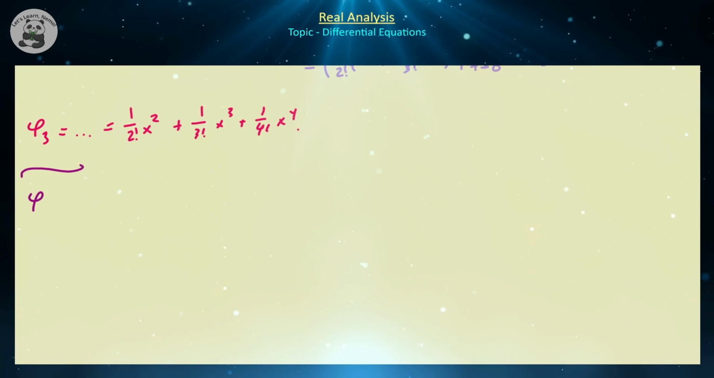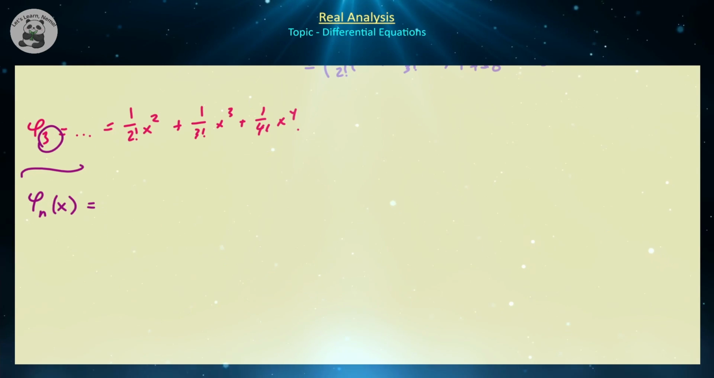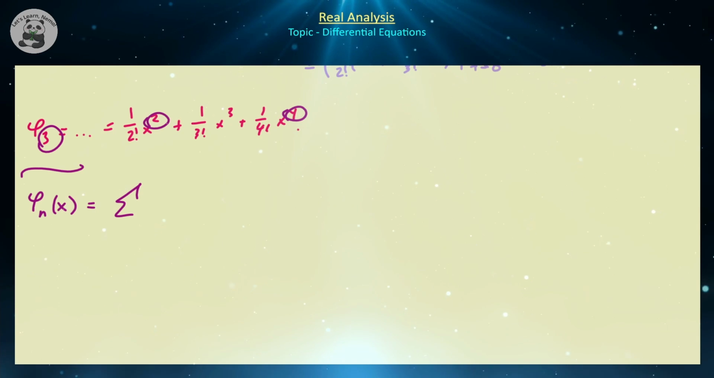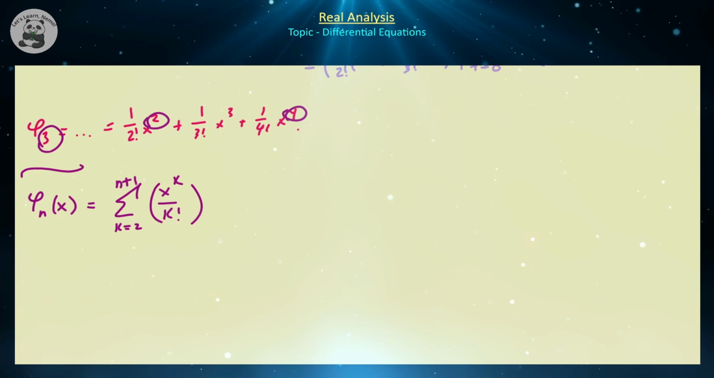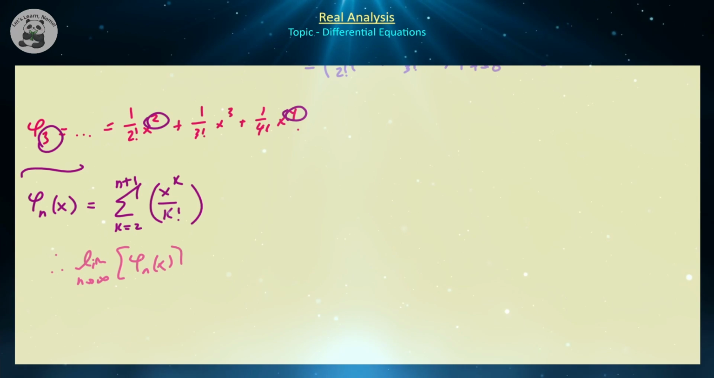So phi n of x, at least it looks like, notice that we have 3 and 4 is the highest exponent here. So we're going to be summing from k equals 2 to n plus 1 of x to the power of k over k factorial. So it's part of the series of e to the power of x. So what is the limit as n goes to infinity of this sequence of functions?